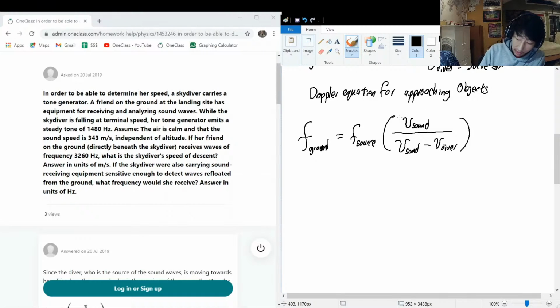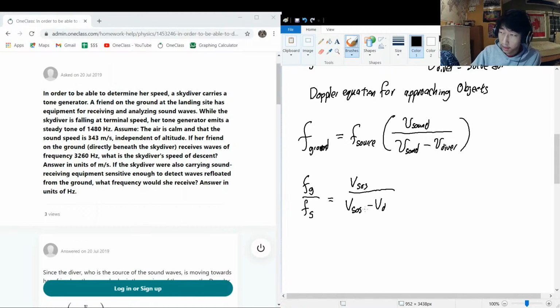Okay, let's isolate the velocity of the diver, and that will give us exactly what we need. First, let's bring the F's to the same side. So we have F G, G for ground, just to make this shorter to write, and then V SOS, speed of sound, minus V D. Then we multiply both sides by the denominator of the right side, and we can put the reciprocal of F G over F S to the other side. So we have V SOS minus V D is equal to F S over F G times V SOS.